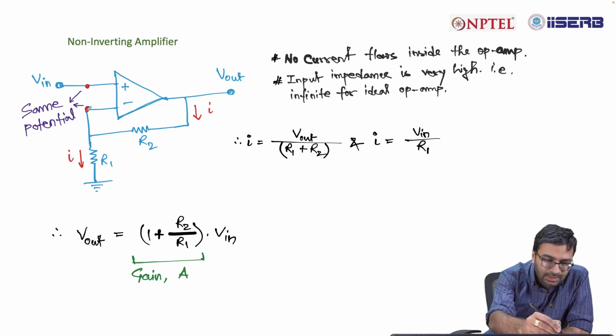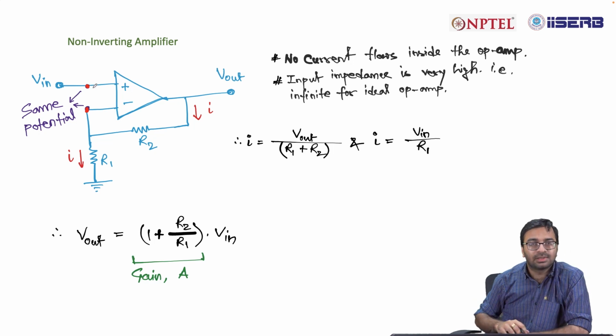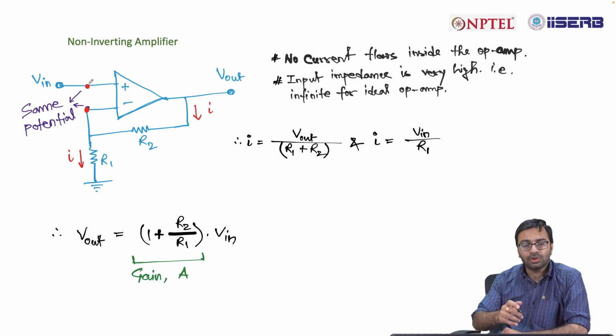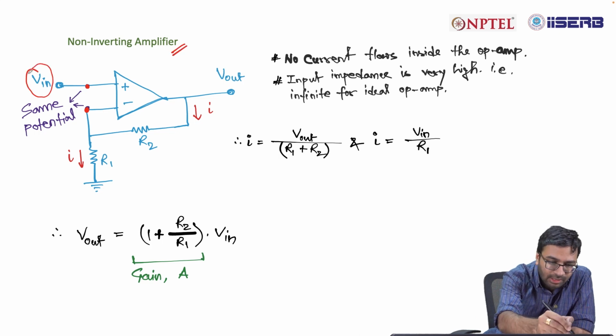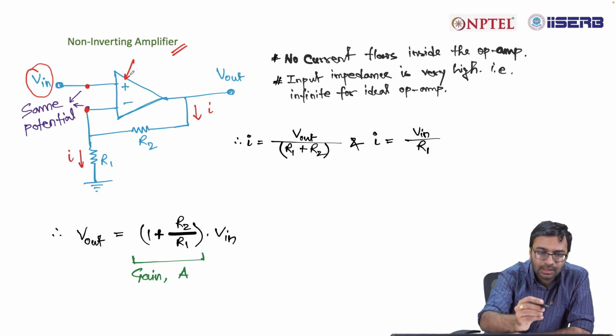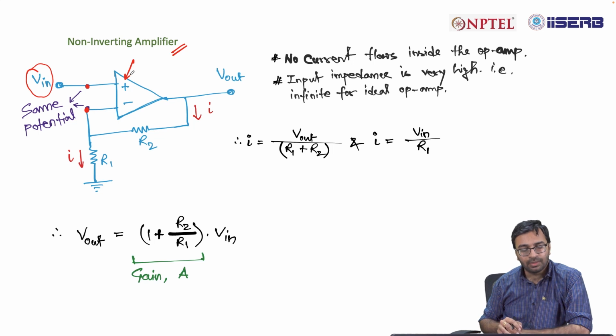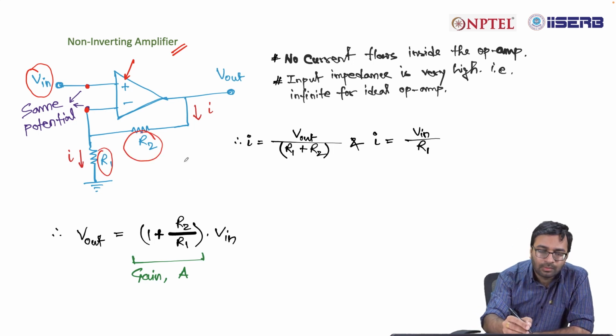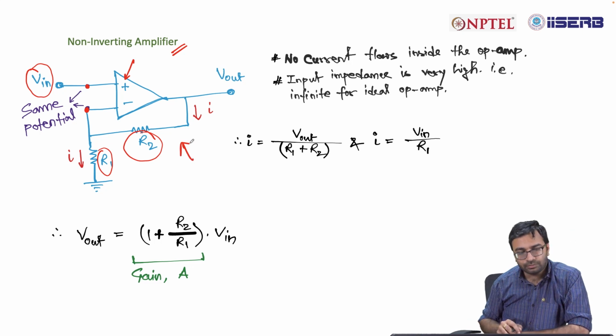If this terminal is grounded at this point, then we can consider a virtual ground at this particular point. Otherwise, the potential that you see over here should be equal to the potential over here. In case of a non-inverting amplifier, we connect our input to the non-inverting terminal of the amplifier, and then you connect two resistors R1 and R2 the way it is shown in this figure.